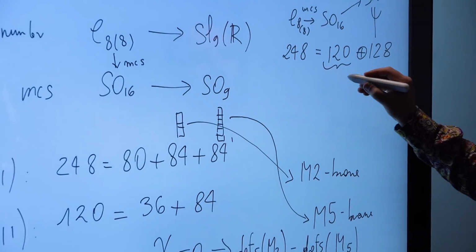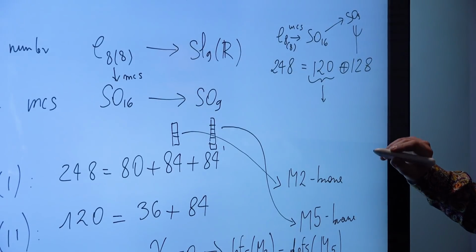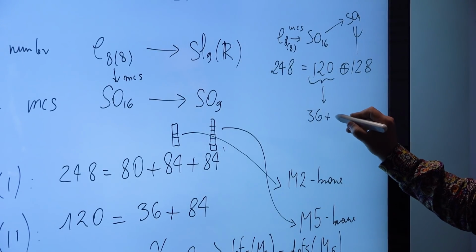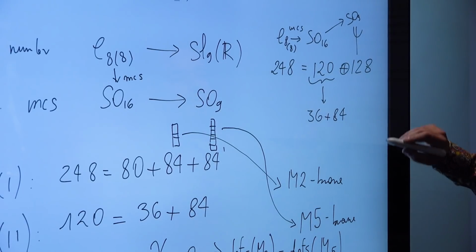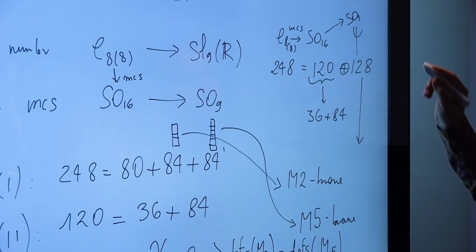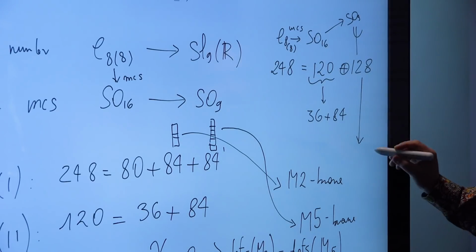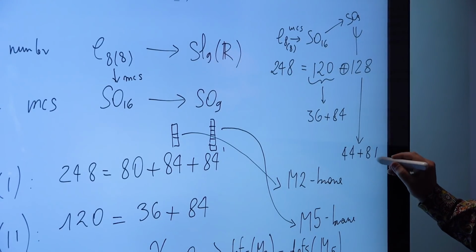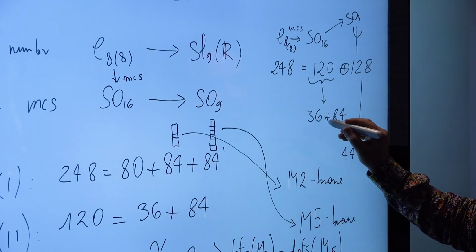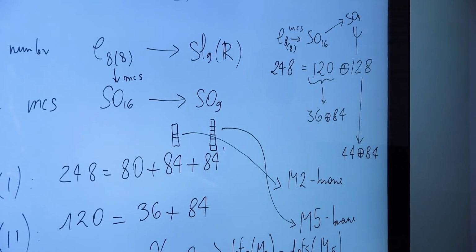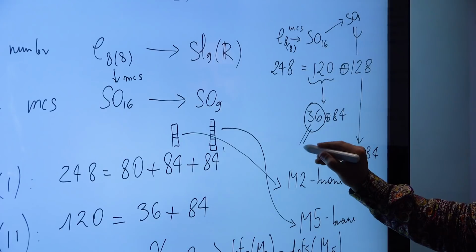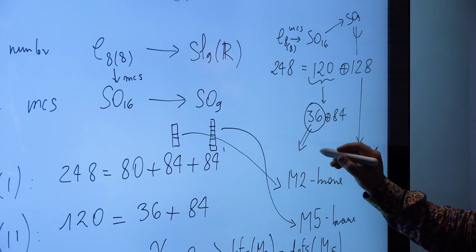And the nice thing is that this 120 decomposes as 36 plus 84, and then this 128, which is the chiral spinor, is essentially given by 44 plus 84 in terms of representation. What are these fields? These are the fields of M theory. You see that essentially you have the local symmetry.